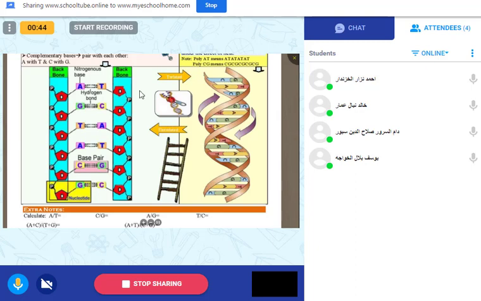Okay, and the DNA will form a double helix, as we said. This DNA is wrapped around proteins called histones to form the chromatin. The chromatin condenses to become a chromosome. Okay, very good.